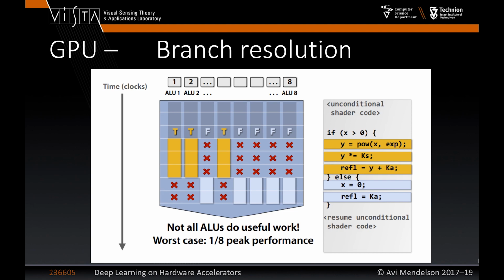What happens if I have a nested if, an if inside an if? The way that they implement it is that they have more than one bit for the predicate. So they allow you, I think, up to four nested levels, and then they actually resolve it one by one. So this is the way that they solve it. They allow nested ifs.